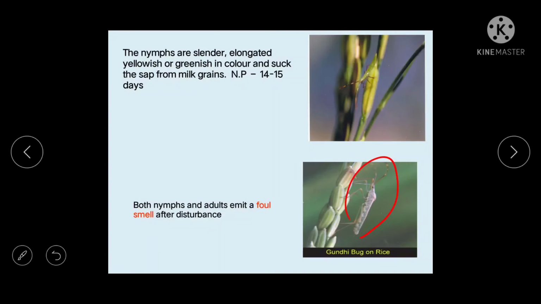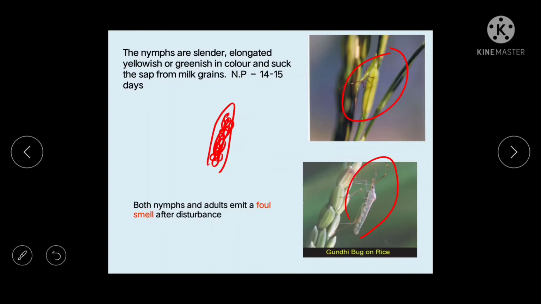Nymphs are also slender and elongated, as you can see here, and they are yellowish to green in color, and they suck the sap from the milk grain. So what is the milk grain? Suppose this is the rice grain and the rice is forming inside it. At the earlier stage it is very soft, and green milk is present inside the grain. That milk will be sucked by this insect.